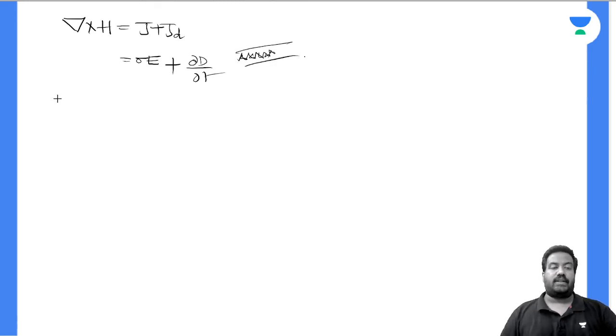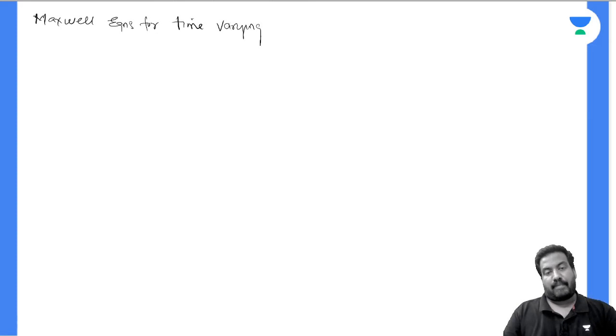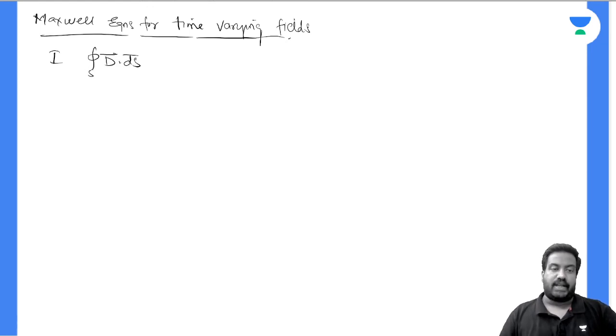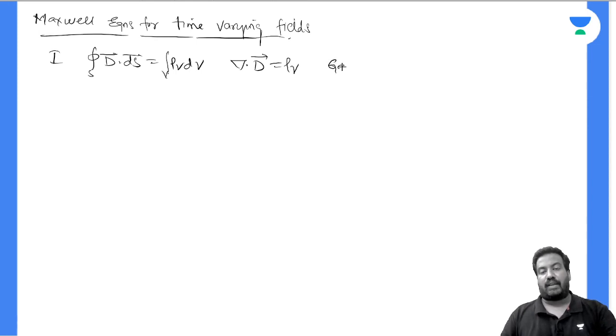So for time varying fields, now if you try to write the Maxwell equations for time varying fields. First equation, closed surface integral of D dot ds is equal to volume integral of rho v dv. Integral form, differential form, del dot D is rho v. Source, Gauss law for electric fields.